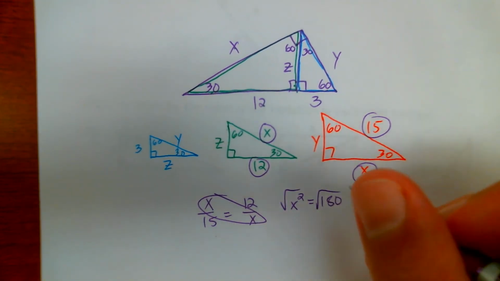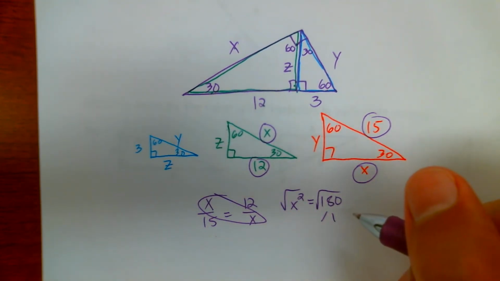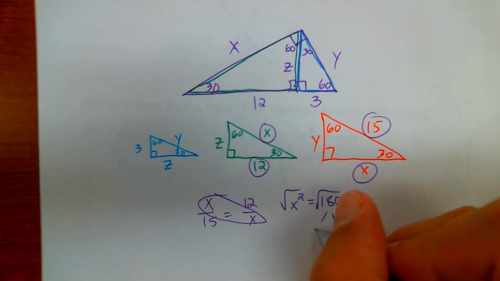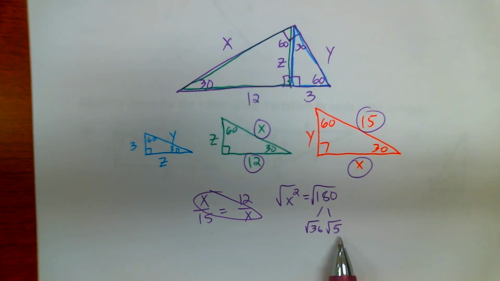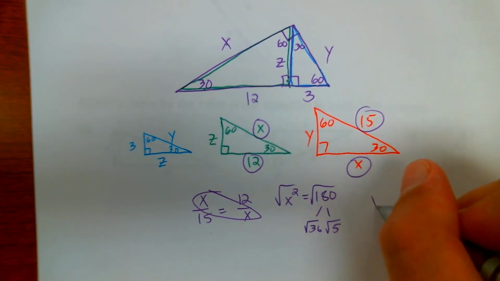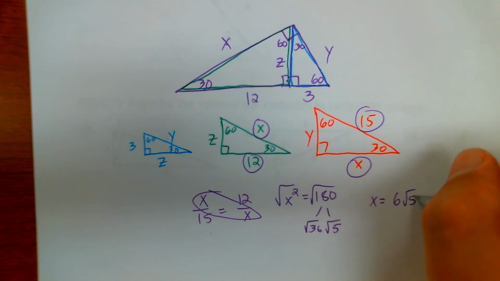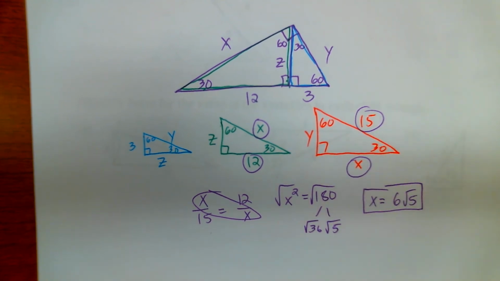Take the square root of both sides. The highest perfect square that goes into 180 is actually 36. And then 5 is in the garbage can. 36 is one of our perfect squares. Square root of 36 is 6. So X is equal to 6 times the garbage can, 6 times the square root of 5.